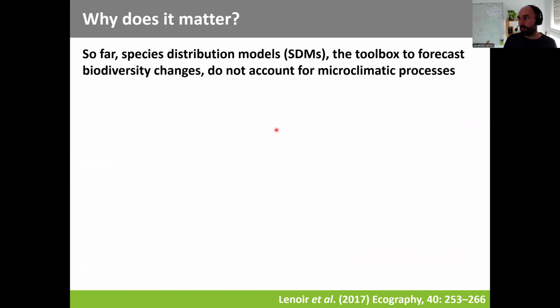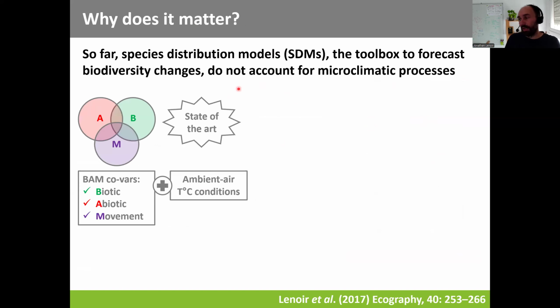And so far, species distribution models, the toolbox to forecast biodiversity changes, do not account for these microclimatic processes. So the state of the art in SDM is to use the BAM framework. BAM, with B for biotic, A for abiotic, and M for movement. So those are 3 sets of variables that are used as predictors in SDMs to predict species presence absence. So the occurrences are encapsulated within the overlap of this Venn diagram here, where you have abiotic, biotic, and dispersal limitations that are converging in the same space.